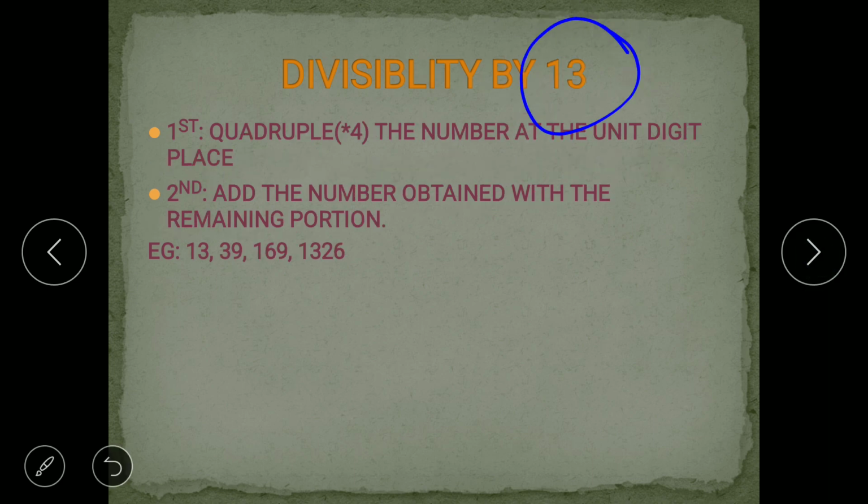13 is more or less similar to 7. In case of 13, you have to quadruple the unit digit, and in the second step you have to add that number to the remaining portion.